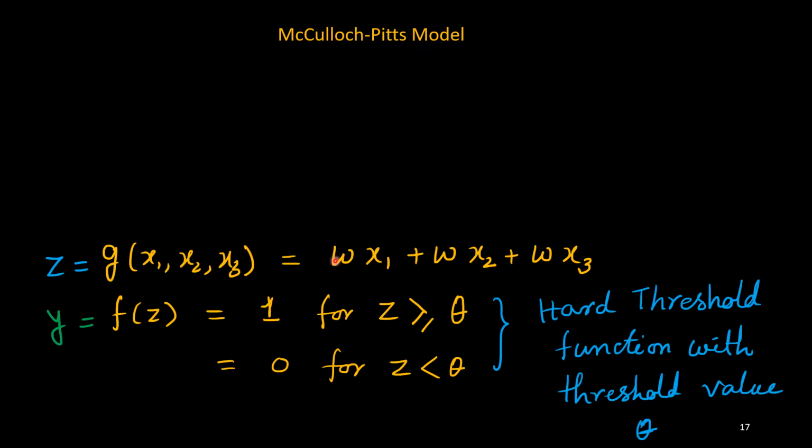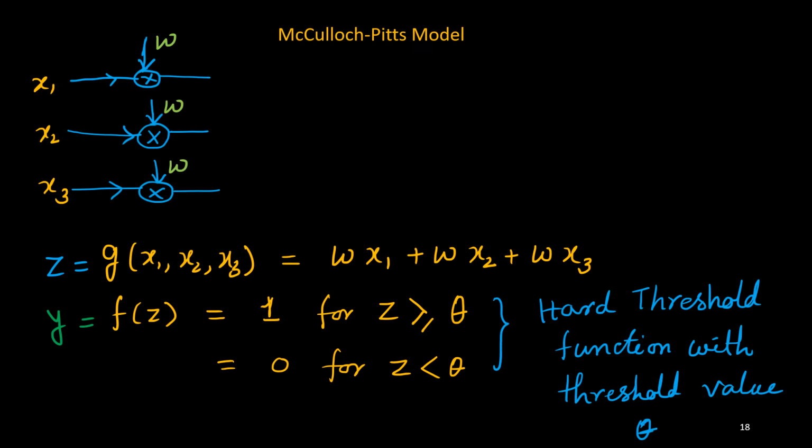So these are the equations. One is linear combinations with equal weights, and the other one is the threshold function. You see, this linear combination we can get. If x1, x2, x3 are the inputs, we can multiply with each weight. W is multiplied with this input, this W is multiplied with this input.